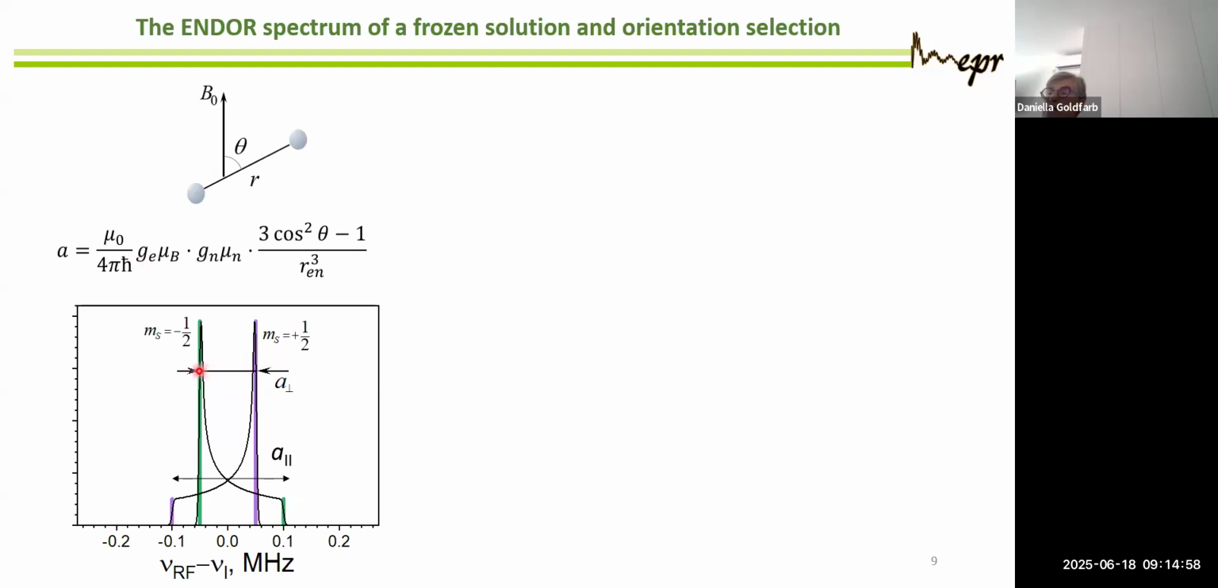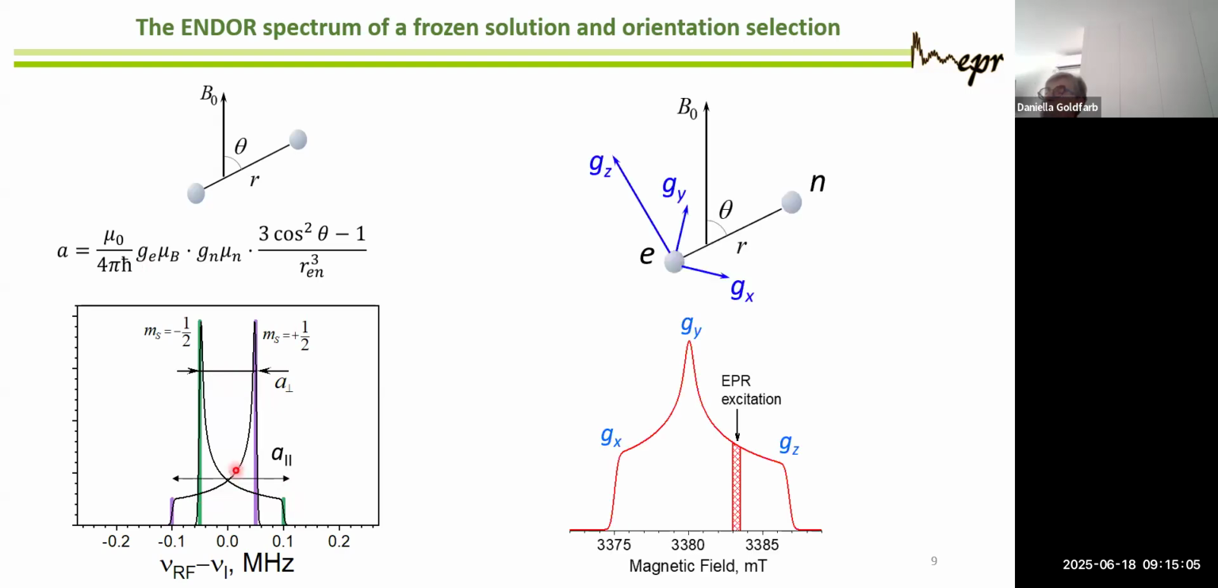And here is the perpendicular one, and here is the parallel. So now what happens when you have a nitroxide, for instance? This is just a calculated spectrum, and you have a powder pattern. Your excitation is limited, and you cannot excite the full powder pattern. So you excite only a small bit.